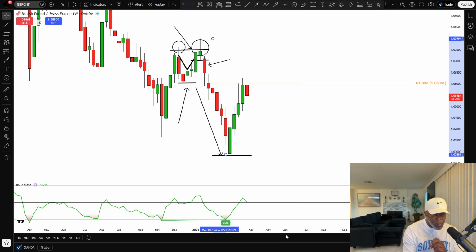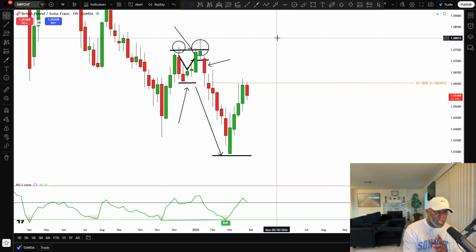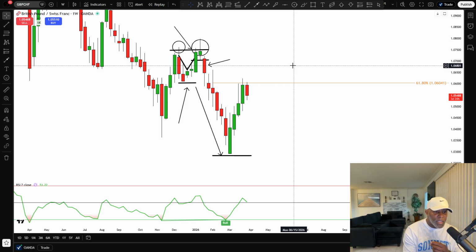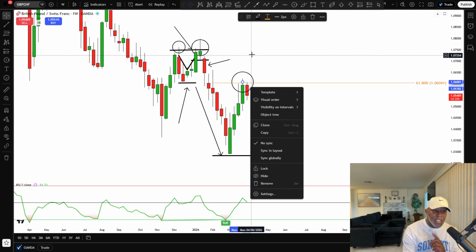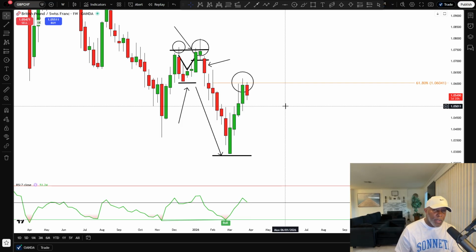Now I want to add a couple more layers to this, because the 2618, it's not as easy as, maybe if you're aggressive, okay, I got a 618 retracement, I'm going.